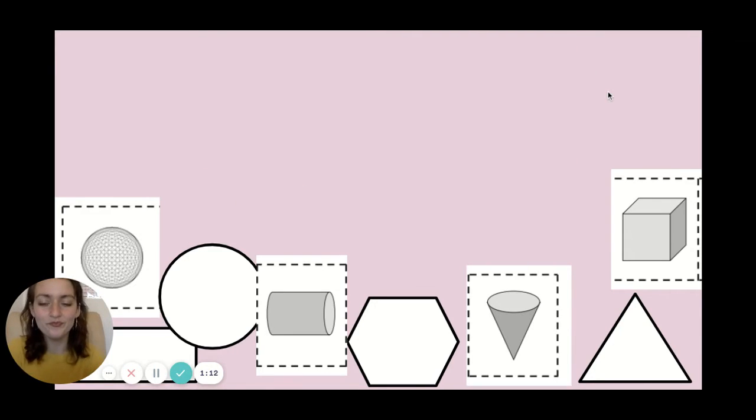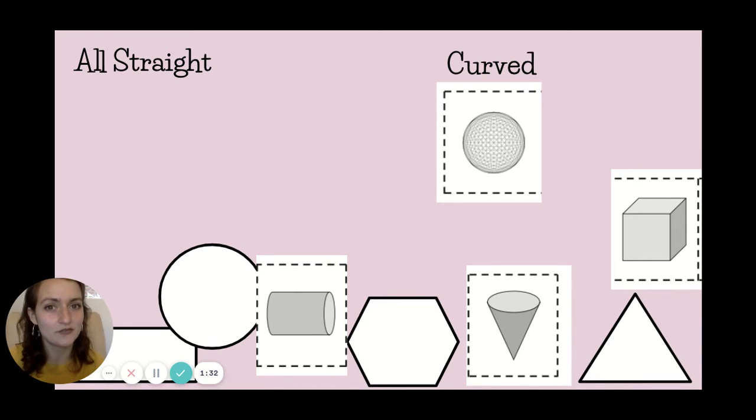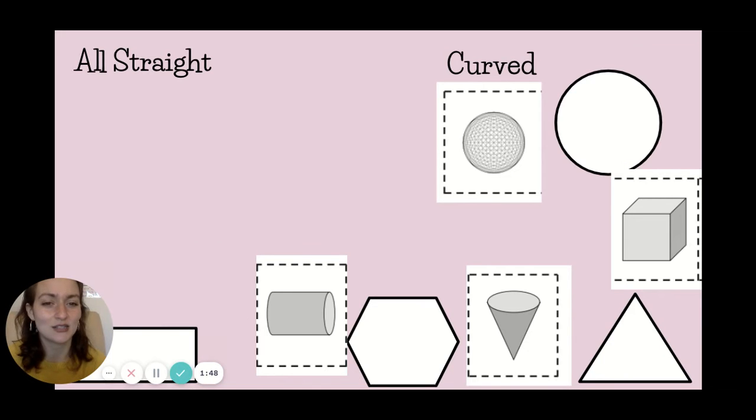Here we go. First, I put them all at the bottom so that it's easier to see so we can organize them. The first way we're going to organize these shapes is into shapes that are all straight and shapes that are curved. Now, we can start by talking about ones that we really know. We know that a sphere is all curved. There's nothing straight about that shape. It doesn't have any edges, it doesn't have any points, it doesn't even have any sides. It's just all curved.